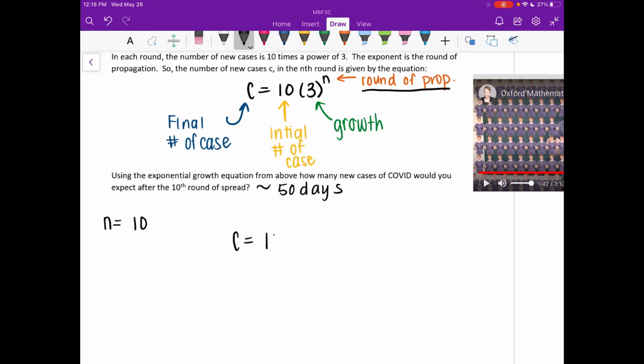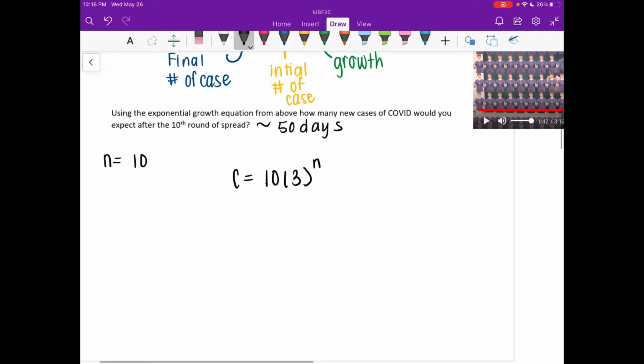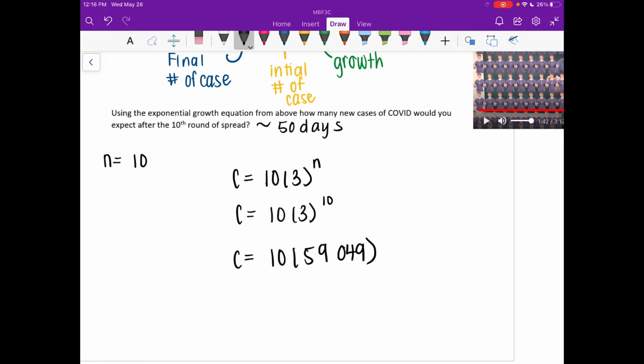We're looking for C, which is the number of cases. We have 10 times 3 to the power of n. So it's going to be C equals 10 times 3 to the power of 10. Always do your exponent first, right? So we're going to do 3 to the power of 10, which is 59,049. Multiply that by 10. We're going to get 590,490 cases.